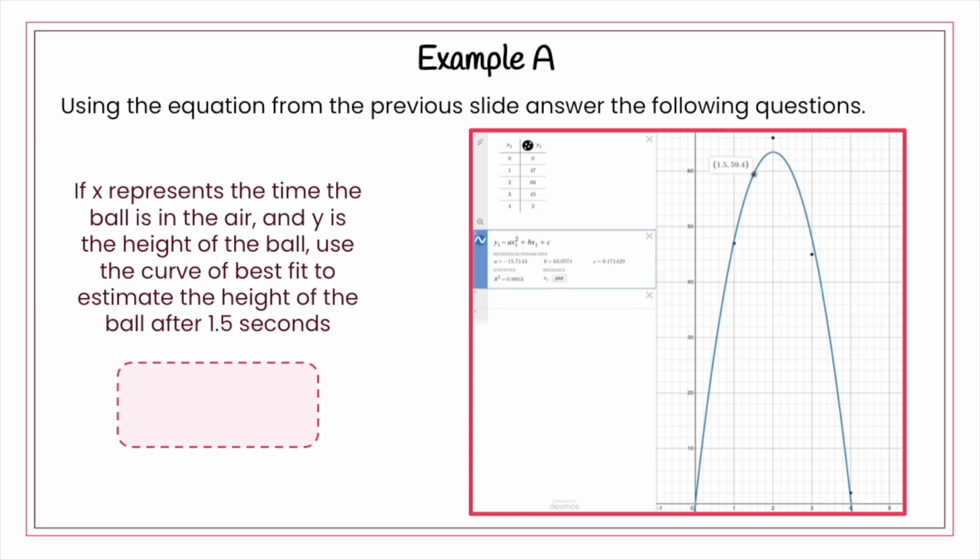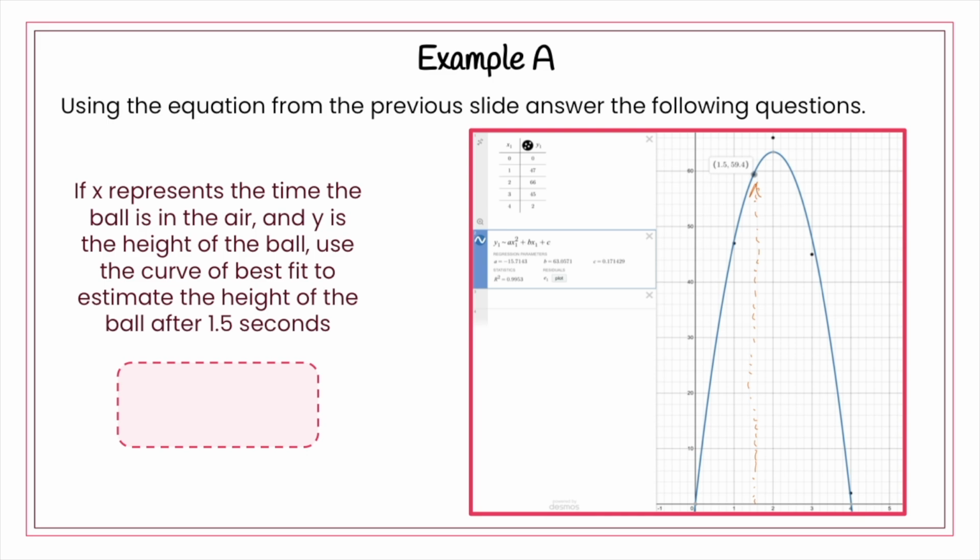So if I'm looking at my graph, I can see that it goes from 0 to 5 across the bottom, and it's going up by tens every single time on the y's. So if I go over to about 1.5 and I go up until I hit the curve, I can see that, oh, there it is, at 1.5 the height is going to equal 59.4.